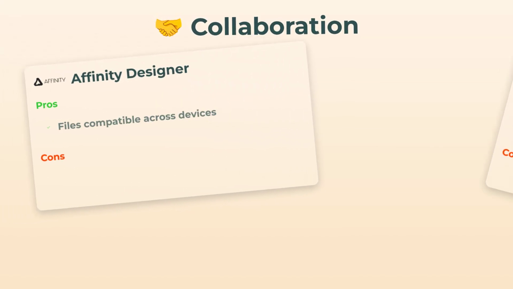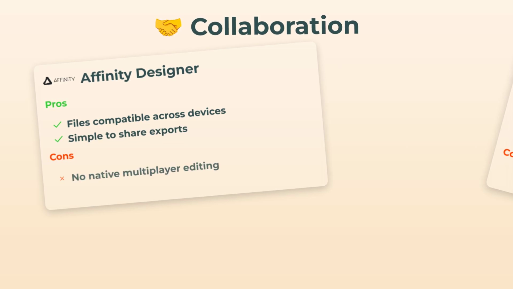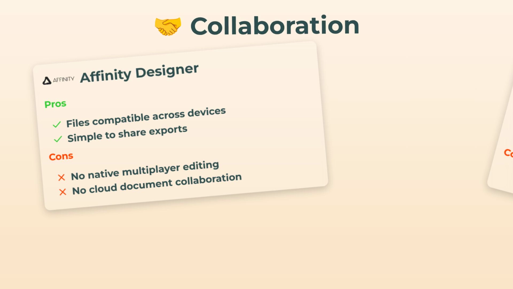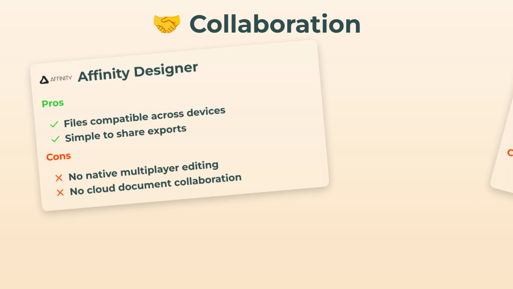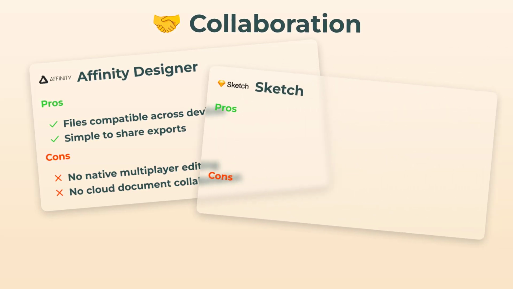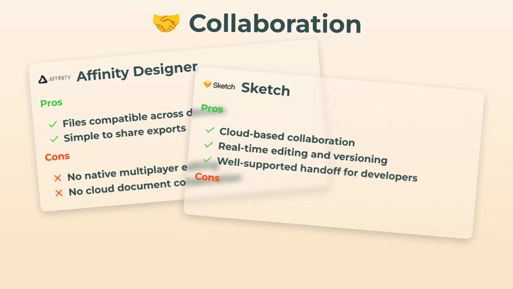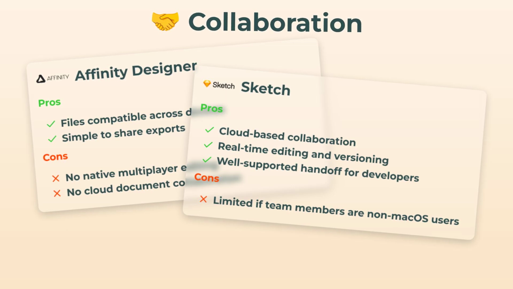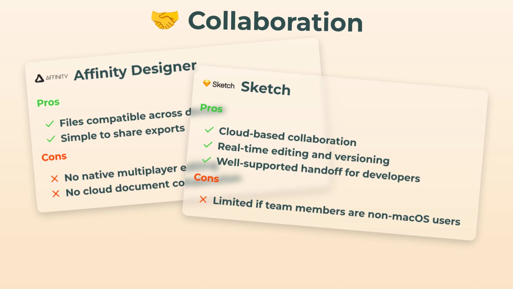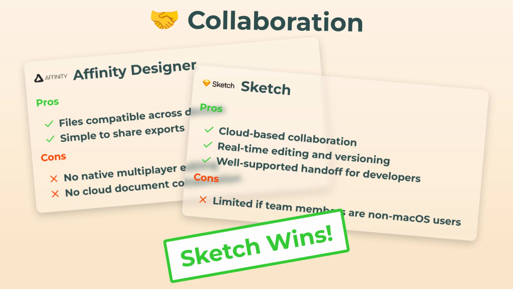Next, collaboration. Affinity Designer keeps it pretty simple. Files work across all your devices, and you can export and share easily. But there's a catch. No native multiplayer editing, no cloud docs, none of that real-time magic. For Sketch, though, it's cloud-focused, with real-time editing, versioning, the whole 9 yards. Plus, developer handoff is easy peasy. The only hiccup is if someone on your team isn't on a Mac, collaboration gets tricky. But still, Sketch wipes the floor here when it comes to teamwork.